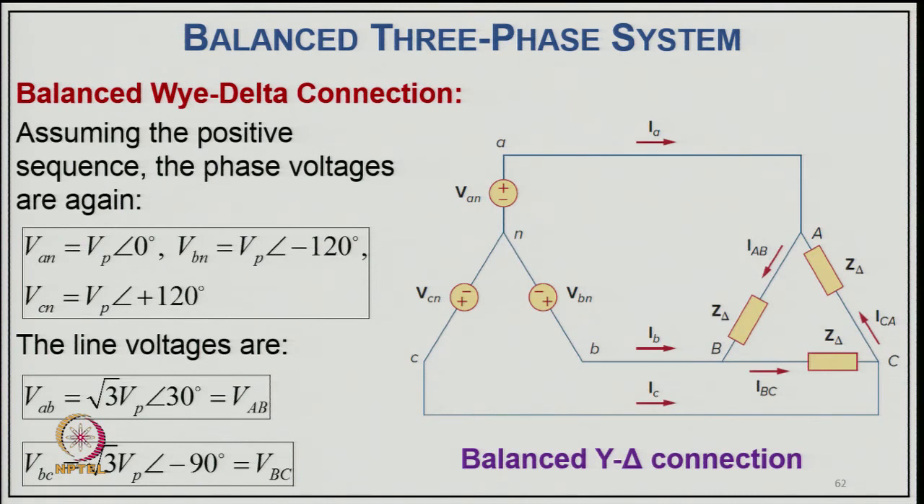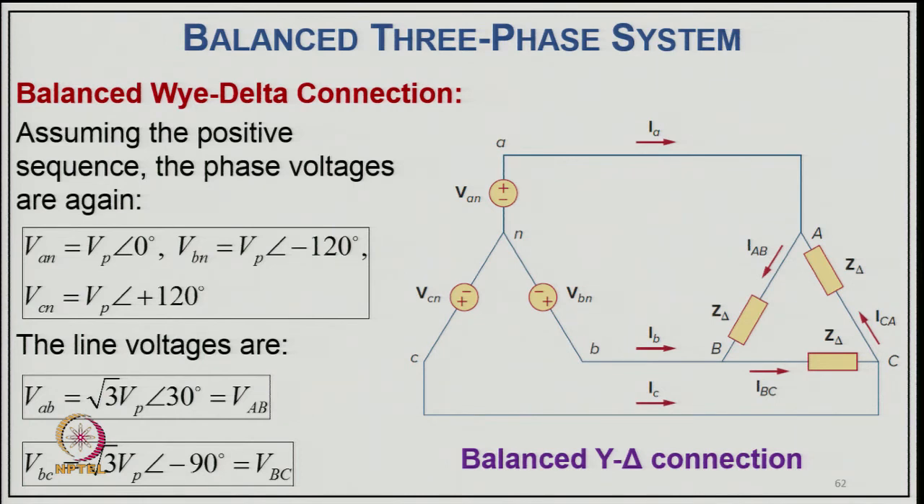So, we can have an example here. A balanced star-to-delta connection, as you can see, where the load is delta connected and the source is star connected. Assuming the positive sequence, of course, the phase voltages are Van equal to Vp at an angle of 0, Vbn equal to Vp at an angle of minus 120 degrees, and Vcn equal to Vp at an angle of plus 120 degrees.